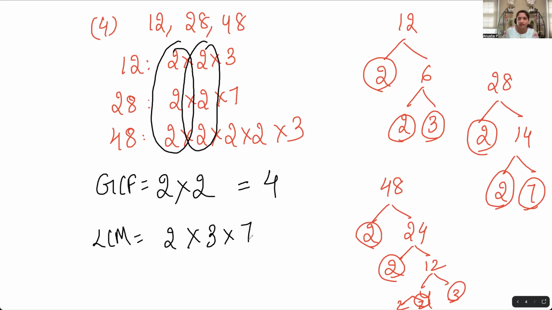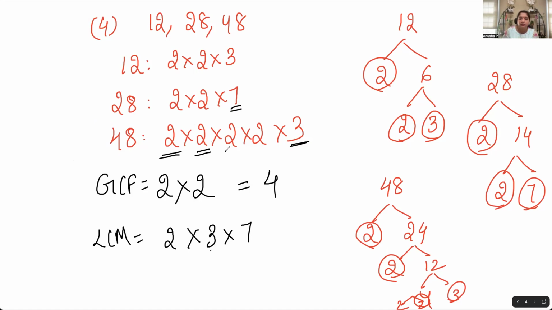Okay. 2, 3 and 7 are the prime numbers that are available from the given numbers 12, 28 and 48, right? But here in the whole example, the maximum number of times that 3 came is only once, okay? 7 is only one time. But here, if you check the number of 2's in 48, how many 2's do we have here?